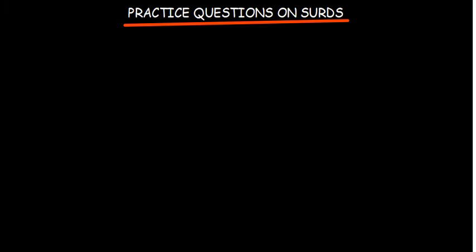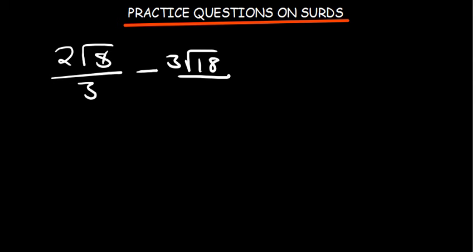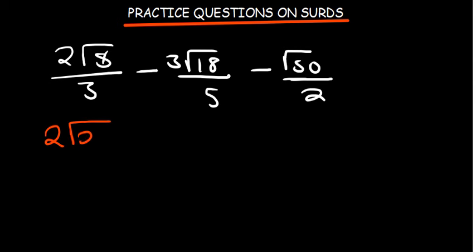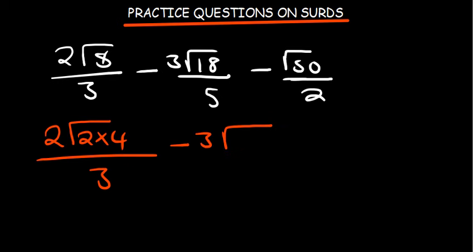Okay, I have a very interesting question. 2 root of 8 over 3 minus 3 root of 18 over 5 minus root of 50 over 2. So feel free to pause the video and try this one out. Okay, so let's try to just simplify it. So we have 2. Root of 8 is the same as what? Is the same as 2 times 4. The middle part, 18 is the same as what? Is the same as 9 times 2.